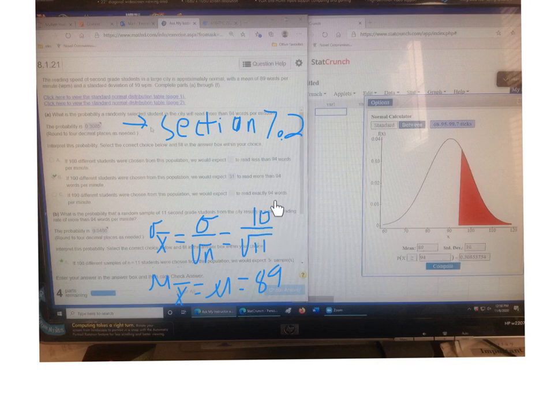You need to put this in the calculator. 10 over square root of 11, you put that here. Then you click compute, and you'll get the new probability here. Hope that helps.